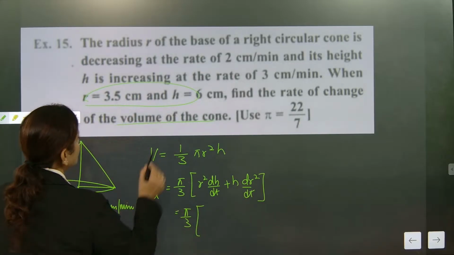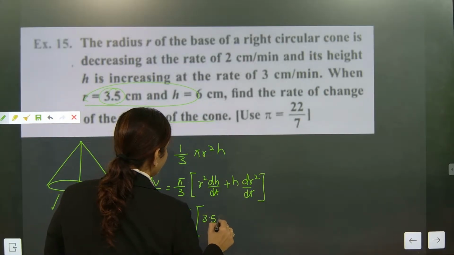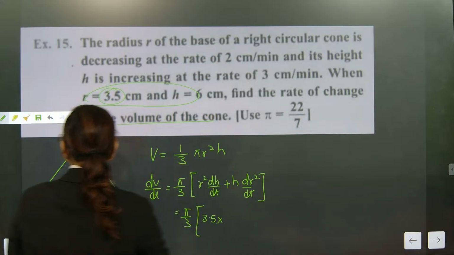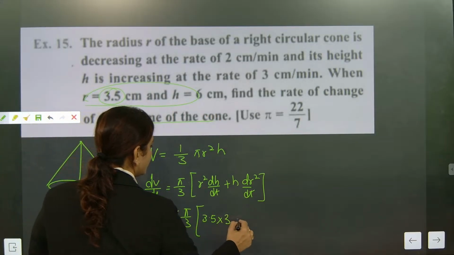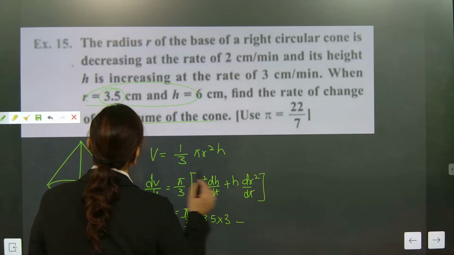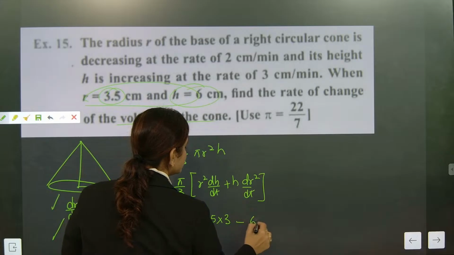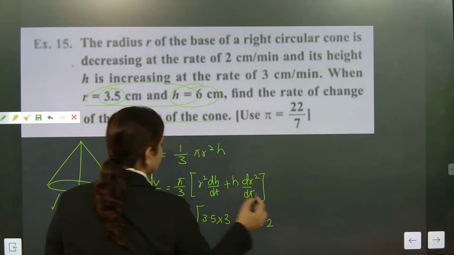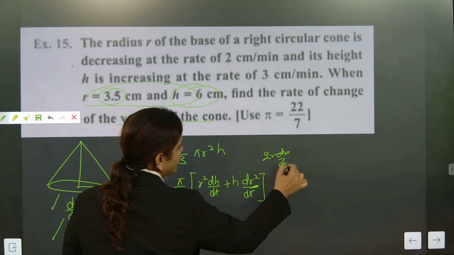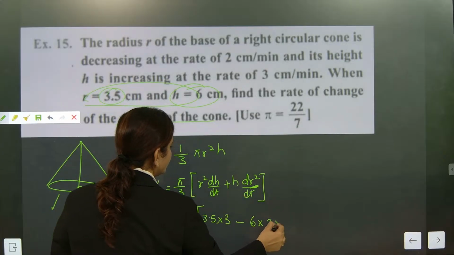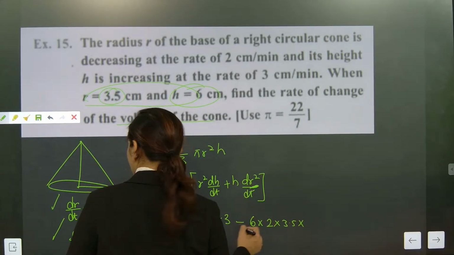What is the radius, beta? The radius value is given as 3.5. So here we write 3.5 into dh by dt, which is 3. Minus, because r is decreasing. How much is the height given? The height is given as 6. So it will become minus 6 into 2r, because the differentiation of r square becomes 2r dr by dt. So 2 into r, which is 3.5, into dr by dt, which is minus 2.